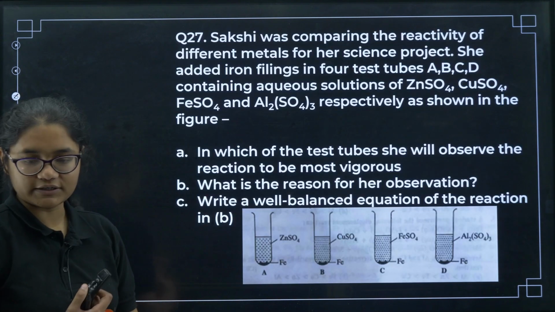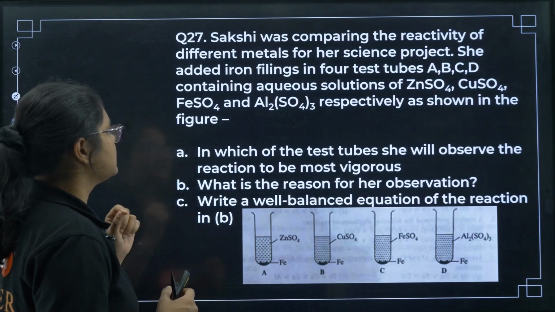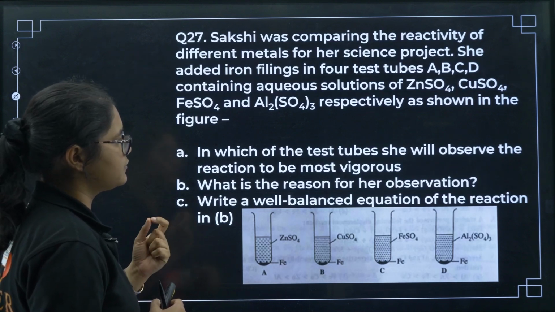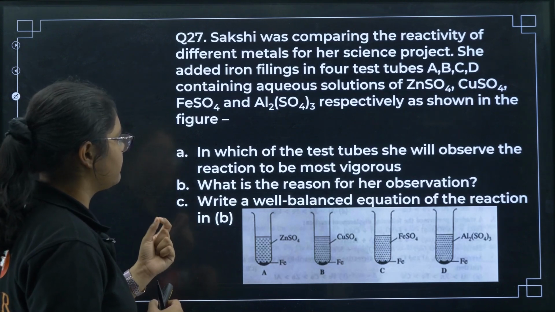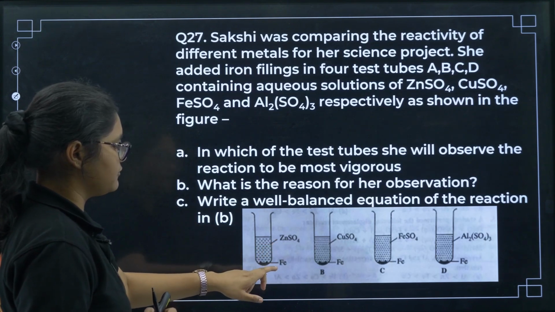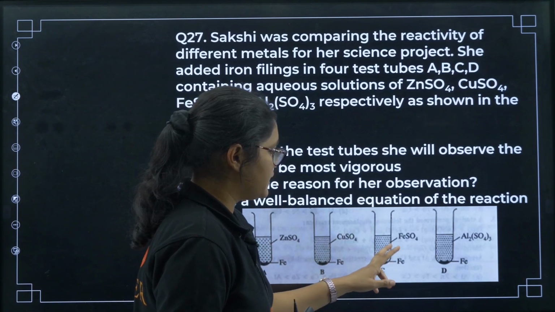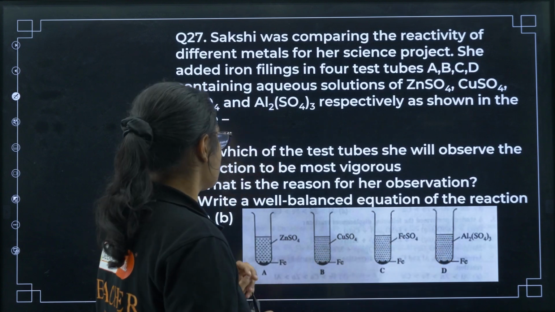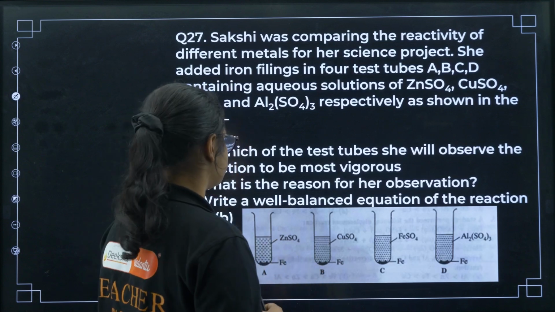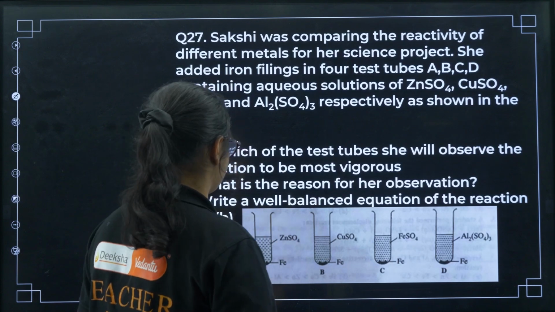Now moving to the 3-marker question here. Sakshi was comparing the reactivity of different metals for her science project. She added iron filings in 4 test tubes A, B, C and D containing aqueous solutions of zinc sulfate, copper sulfate, ferrous sulfate and aluminium sulfate respectively, as shown in the figure. So she added Fe to zinc sulfate, then Fe to copper sulfate, Fe to FeSO4, and Fe to aluminium sulfate. Now in which of the test tubes will she observe the reaction to be most vigorous? Okay, that is the first question. Next, what is the reason for her observation? Write a balanced chemical equation of the reaction in B.